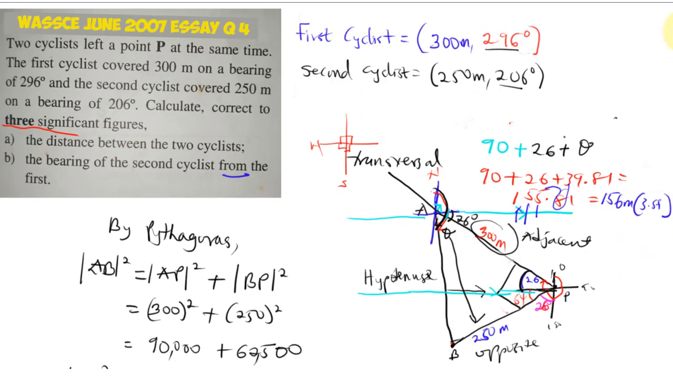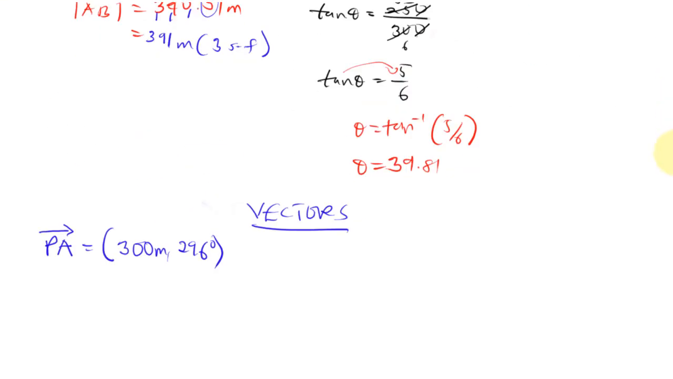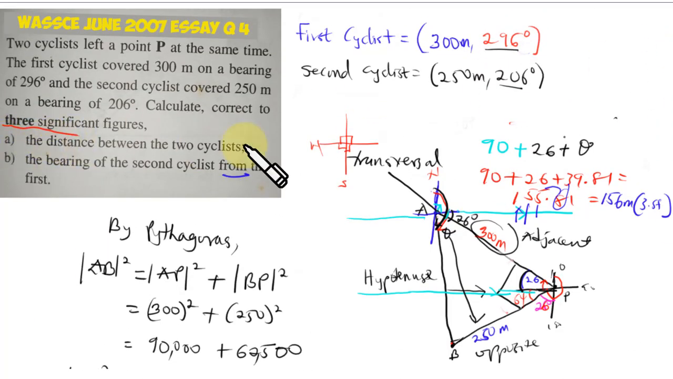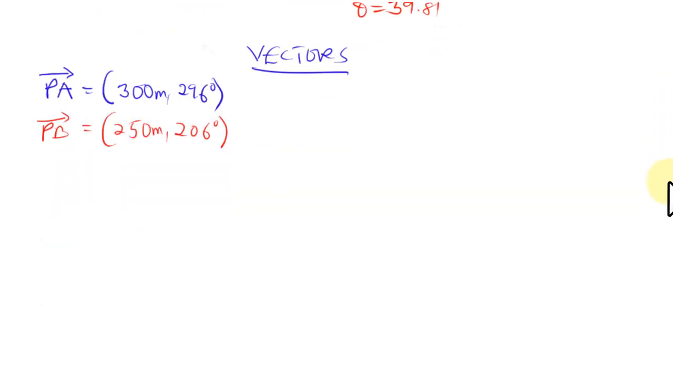The second one, it says that the second cyclist covered 250 meters on a bearing of 206 degrees. So we have that one also here. So let's say the second cyclist also moved from the same point P, but he moved to B. So we have PB, and that is 250 meters, 206 degrees. So these are the two bearings that we have here, and the question says that you have to calculate the distance between the two cyclists. So that is to say that we have to find the distance between the vector AB or the vector BA.